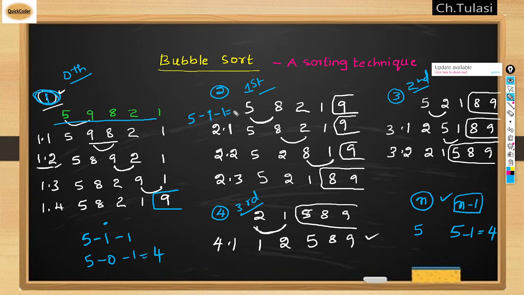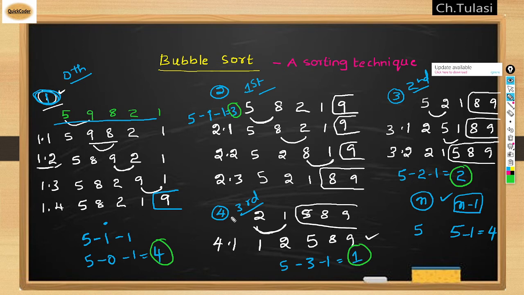1 minus 1, that is 3. And if you see here 5 minus 2 minus 1, that is 2. If you see here 5 minus the third iteration, 3 minus 1, that is only 1. Like this you can conclude, it's a very simple algorithm. Here it traverses 4 times, 3 times, 2 times, and only 1 time. You can simply do this with programming also.